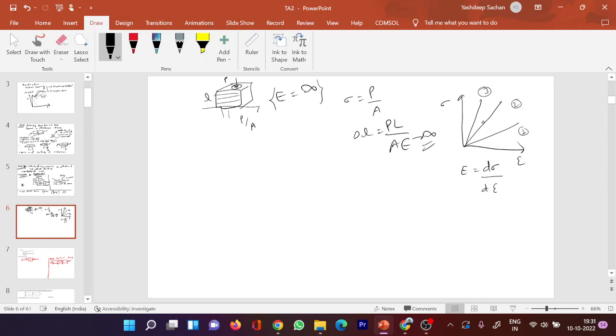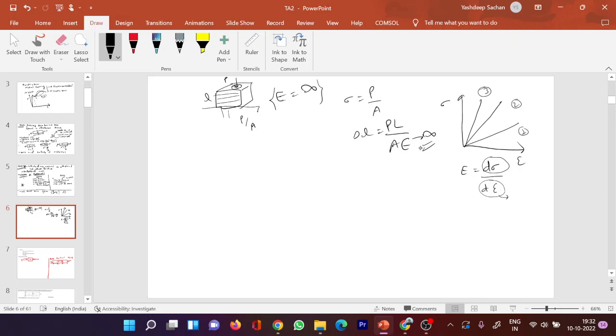If E is high, this slope would be more. Slope would be more means if E is very high, then for a small change in strain, there will be a very large change in stress. Means if you increase a very large amount of stress, there would still be almost no strain. That is the meaning of high Young's modulus.